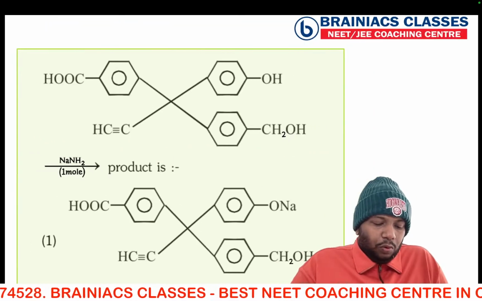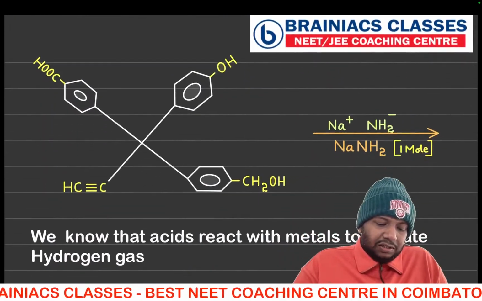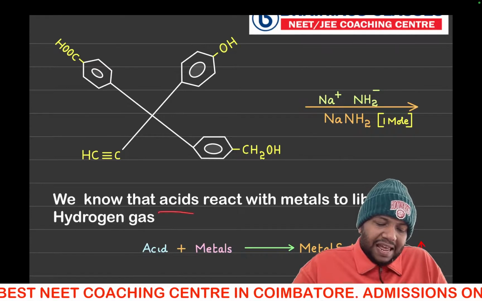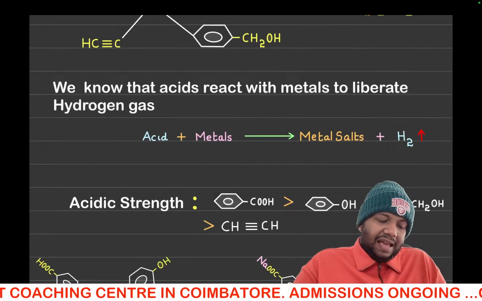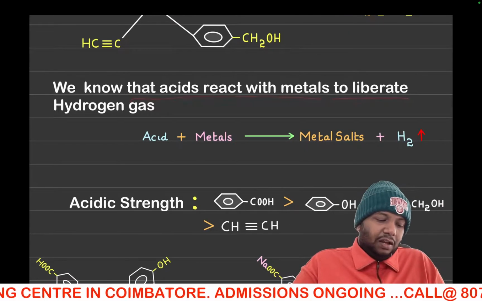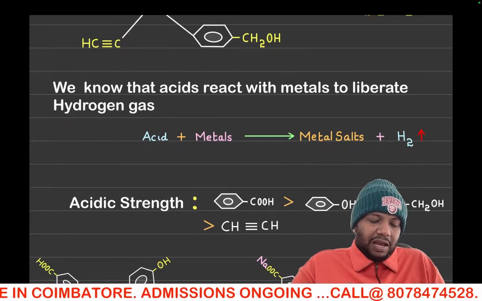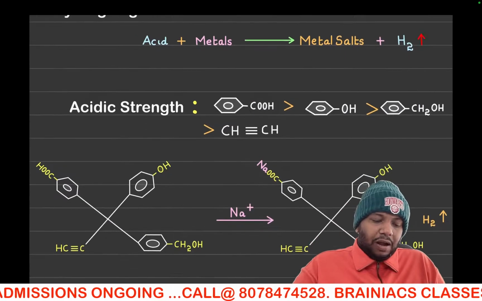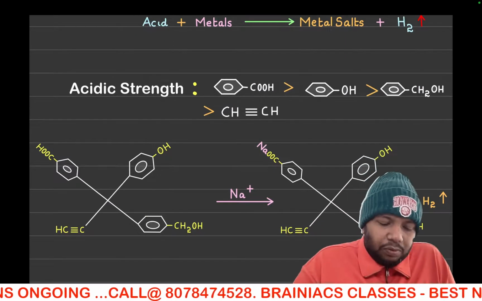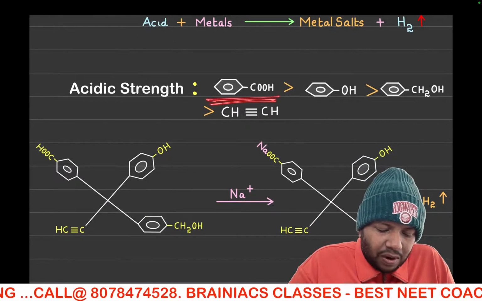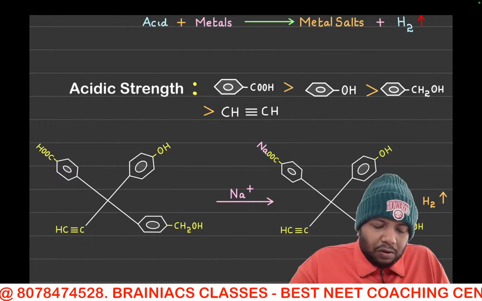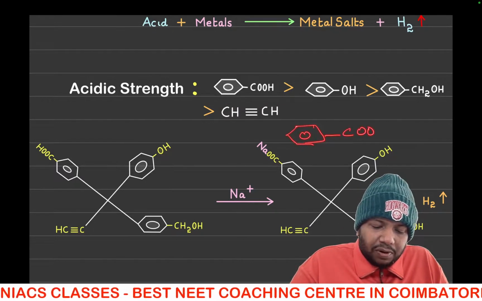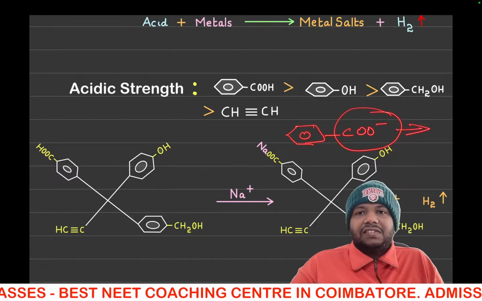Okay, so when we are comparing the acidic strength, please listen. Fundamentally it is very simple. We know that acids react with metals to liberate hydrogen gas. So acid with metal gives metal salt and hydrogen gas. So if you compare the acidic strength of the given compounds, I can easily say benzoic acid is more acidic. Okay, because when benzoic acid forms the carboxylate anion, this is a highly stabilized structure.